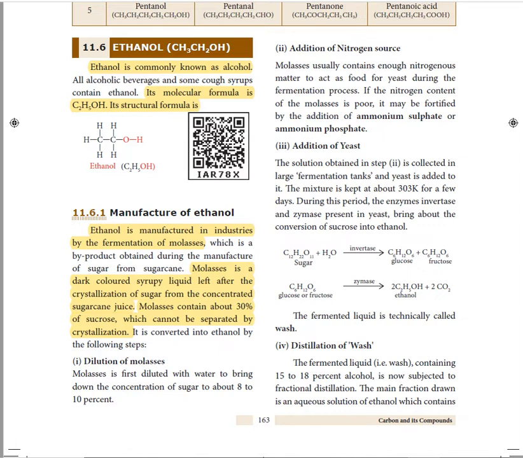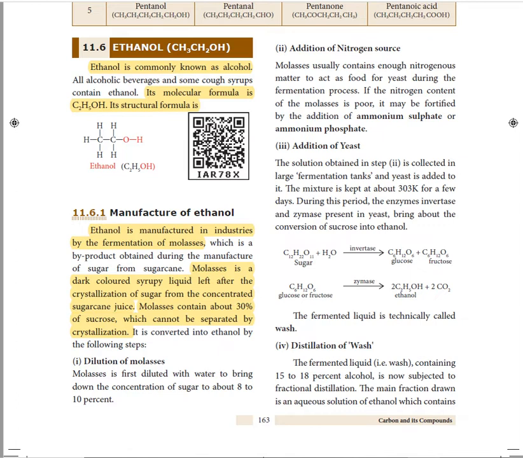The very first step, dilution of molasses. The second step, addition of nitrogen source. The third and important stage, addition of yeast. The last but not the least, distillation of wash.